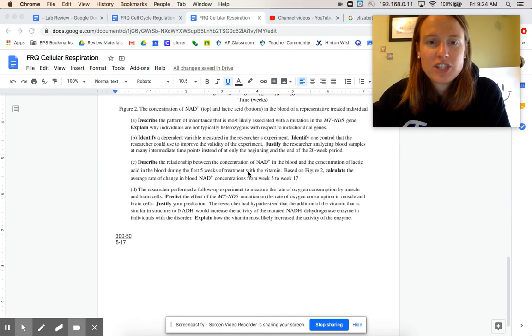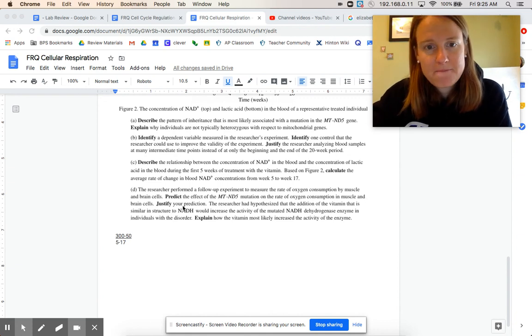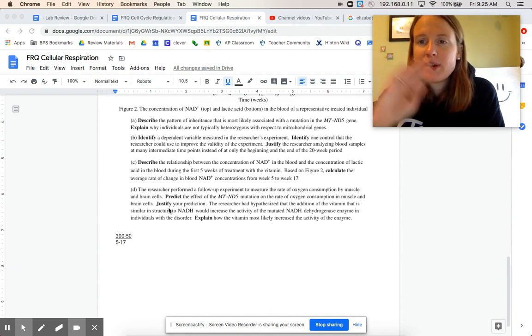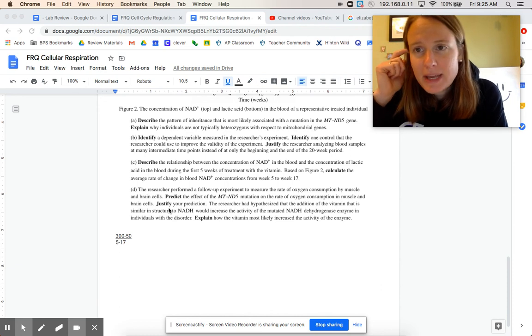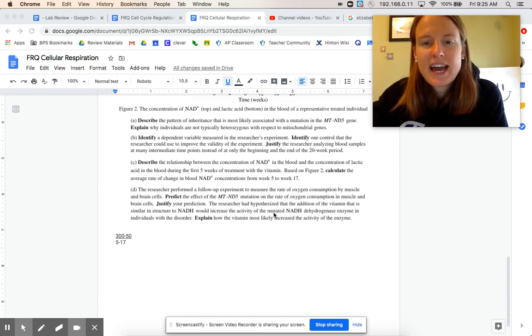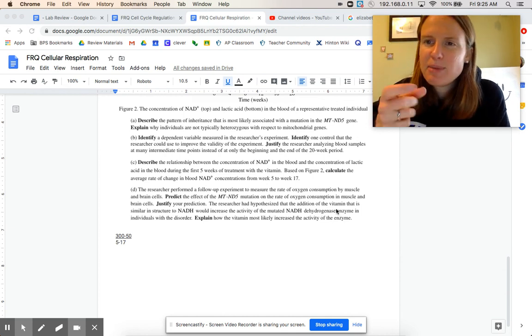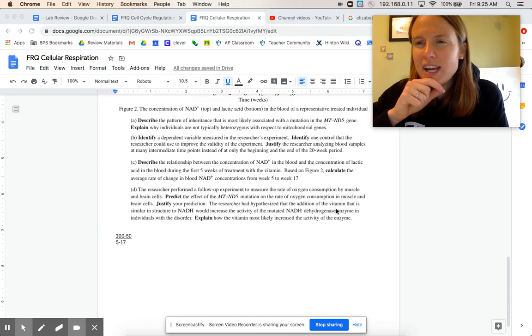So let me go back to the question. Predict the effect of the MTND5 mutation on the rate of oxygen consumed in the muscle and brain cells. Okay, less oxygen will be consumed. Justify your prediction. So I would explain how I knew that, which I kind of already verbally did. The researcher had hypothesized that the addition of the vitamin, similar in structure to the NADH, would increase the activity of the mutated NADH dehydrogenase enzyme. This talked about that the vitamin is like a substrate, and increasing substrate increases product.